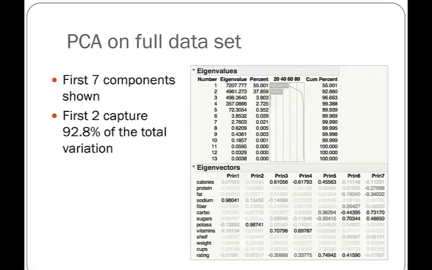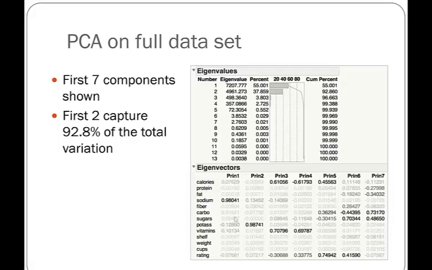So if we look at the principal components on this full set of data, we see that the first two have 55% and almost 38%. So add those together, give the cumulative of 92.86%. And we can come down here and actually look at the weights. So these are the coefficients.